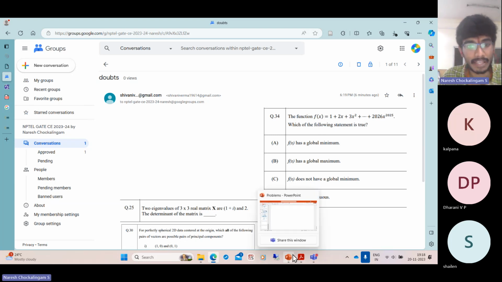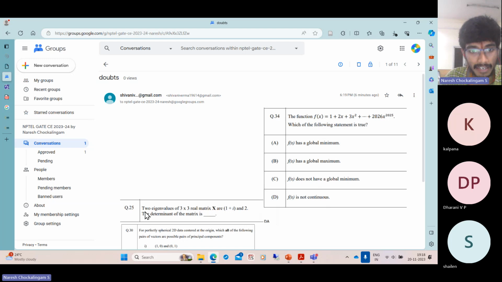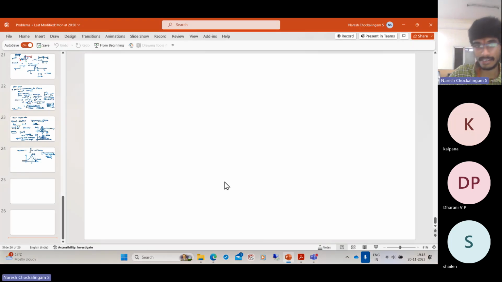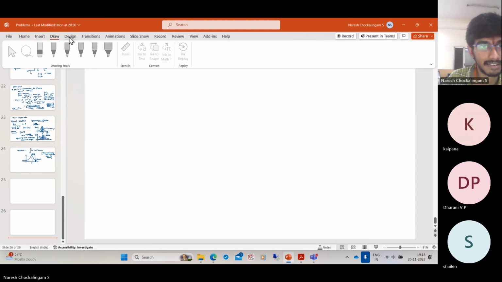Let us solve them. So question 25 reads: there are two eigenvalues of a 3 cross 3 real matrix X, 1 plus i and 2. What is the determinant of the matrix? So this appears a little complicated, but it's actually very simple.